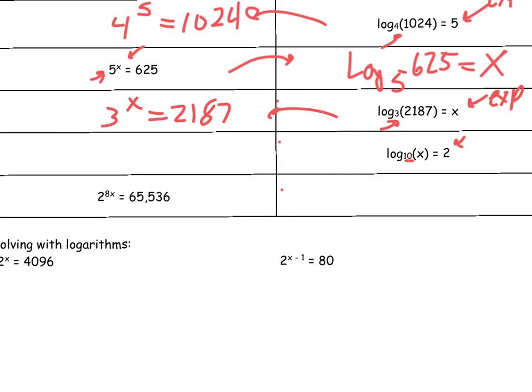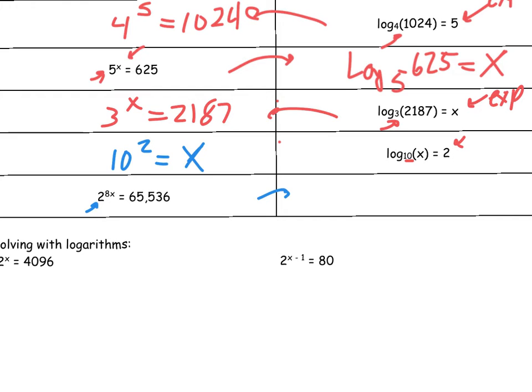Let's go blue. 10 squared equals x. And you guys could probably do this one. What's 10 squared? Well, it's 100, so x equals 100 in this case. Some of these are kind of easy to solve as exponents. A lot of them are easier to solve as logarithmic equations.